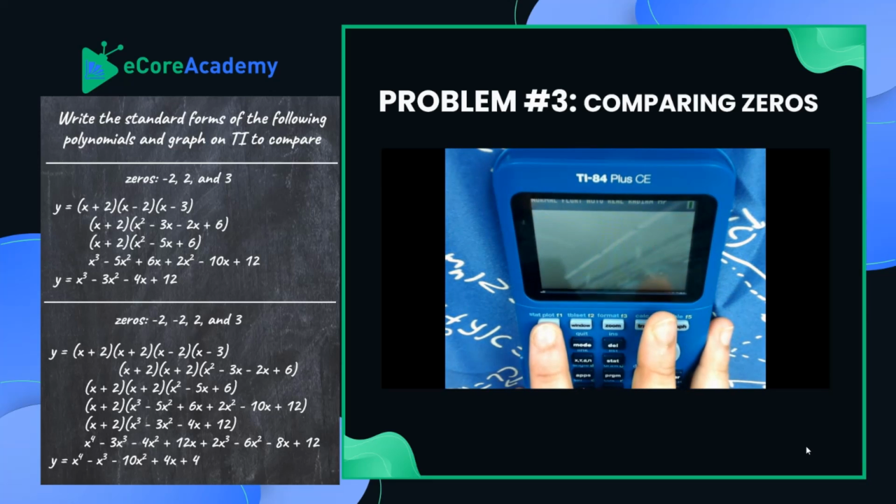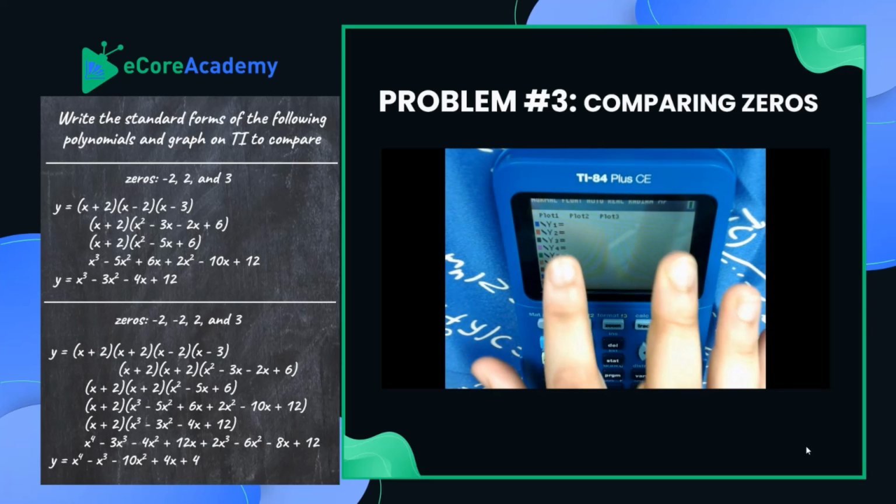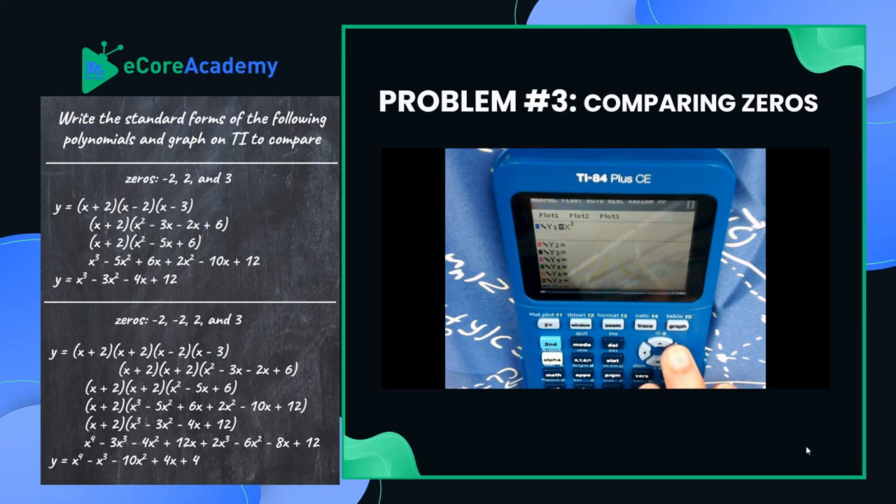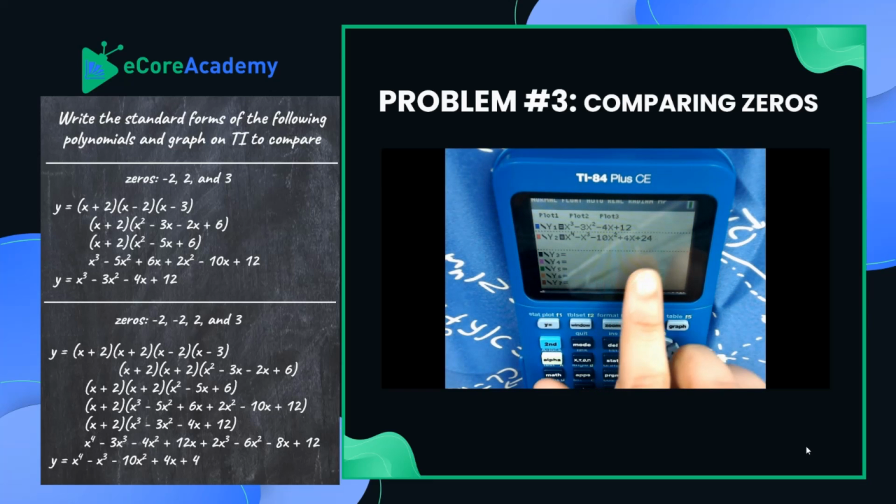Okay, let's get right back to the graphing calculator. We're going to go to our y equals because we want to plot this. So in our y1, we're going to plug in the first polynomial we had, which is x cubed minus 3x squared minus 4x plus 12. And then in our second one, we're going to plug in the second polynomial, the quartic. We had x to the fourth minus x cubed minus 10x squared plus 4x plus 24. Make sure you make that correction, plus 24.